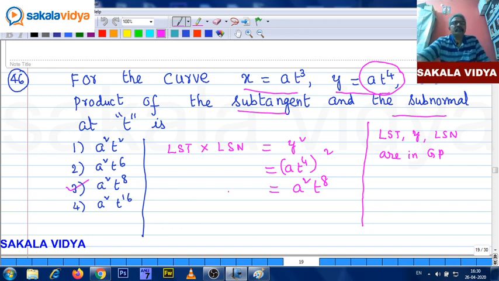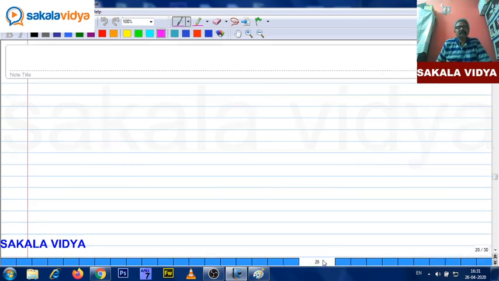This 46th problem is already completed. The 46th problem we have completed. Next, let us move to the 47th problem now.